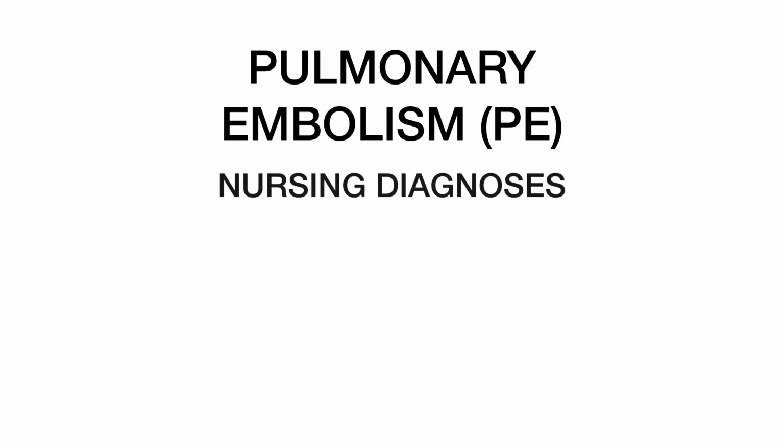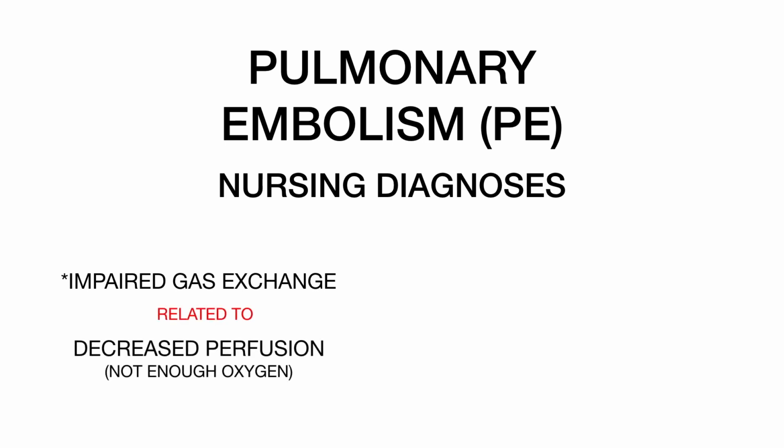The main nursing diagnosis for someone with a pulmonary embolism is impaired gas exchange. This is related to decreased perfusion as a result of the patient not being able to breathe properly and not getting enough oxygen. Another nursing diagnosis is risk for bleeding.